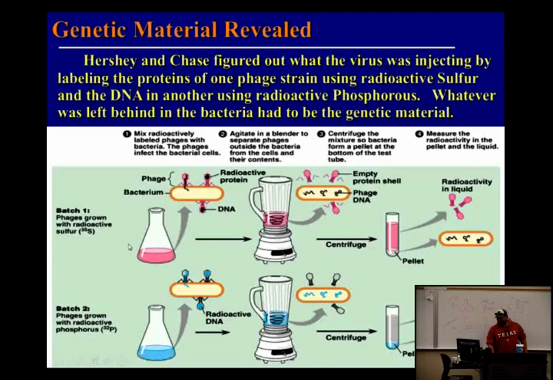So here it is, S35. The radioactivity is in what? Right there. In the supernatant. And P32 radioactivity is in the pellet. So what's the genetic material? DNA. These are the first people to figure out that DNA was our genetic material from this experiment.